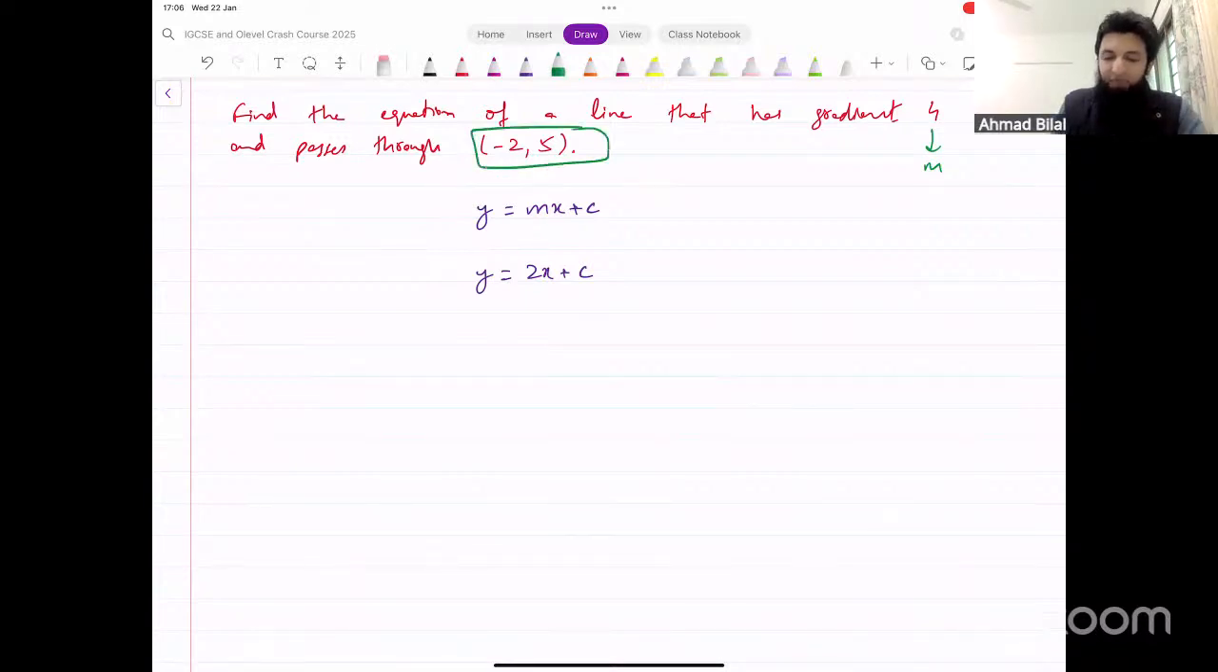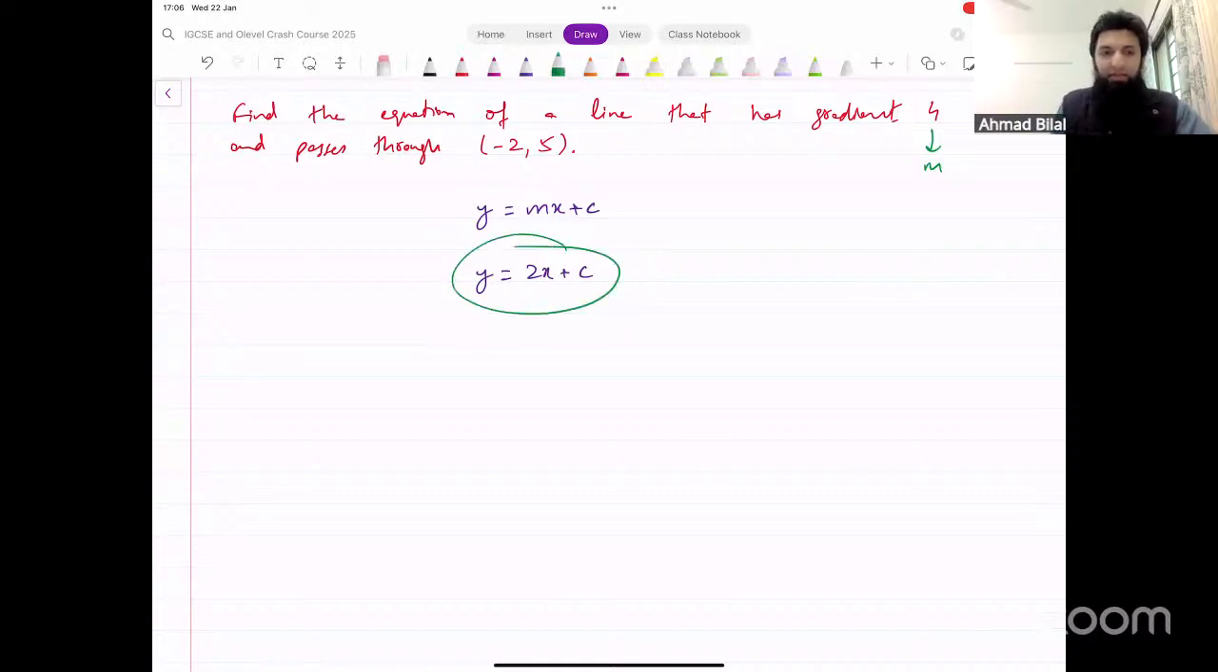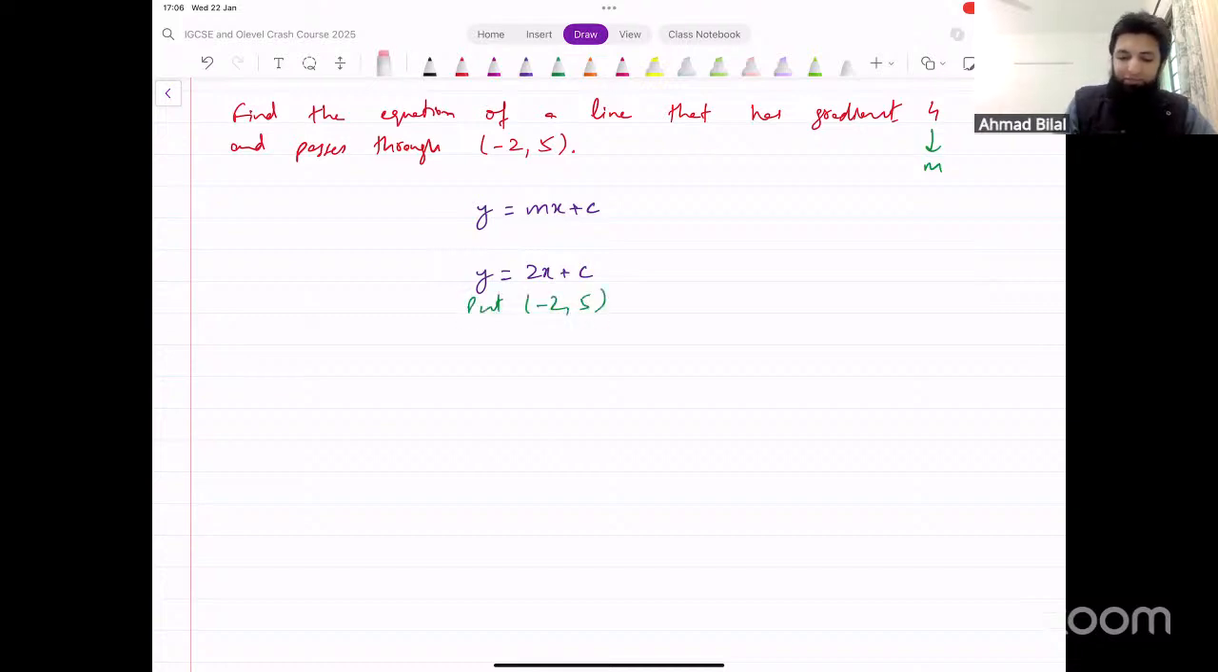This is a point that we know lies on the line. And what did we discuss before? Any point that lies on the line must satisfy the equation of the line. So if -2 and 5, this point lies on the line, that means it must satisfy this equation. That means if I input that point in this line, the left-hand side and the right-hand side will be equal to each other. So let's input -2 and 5 inside this. In place of x, you put -2. In place of y, you put 5. And see what that gives you.